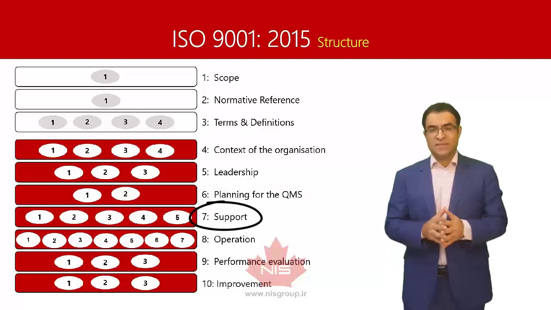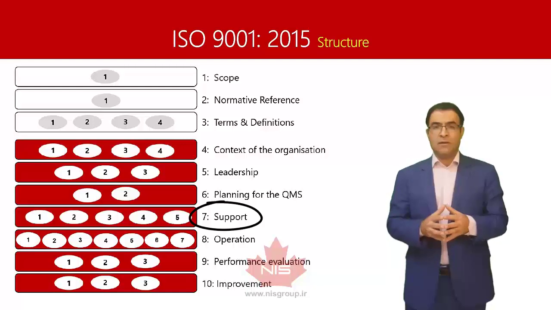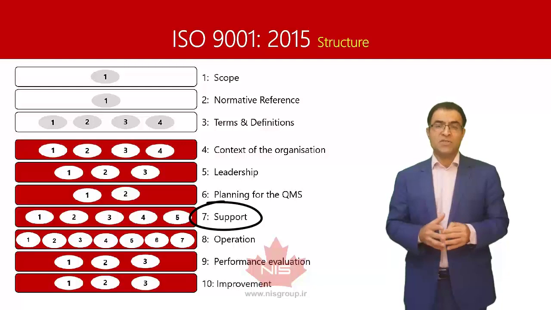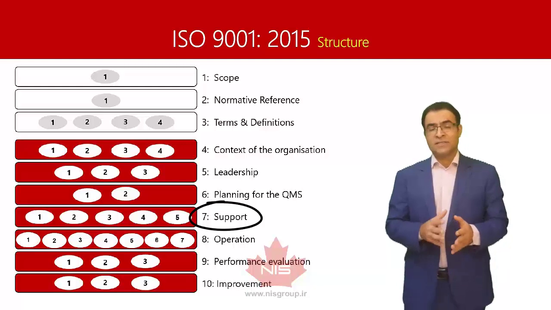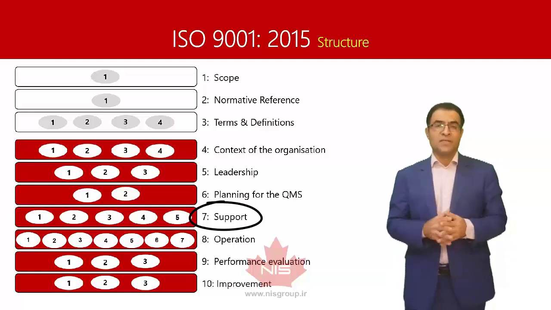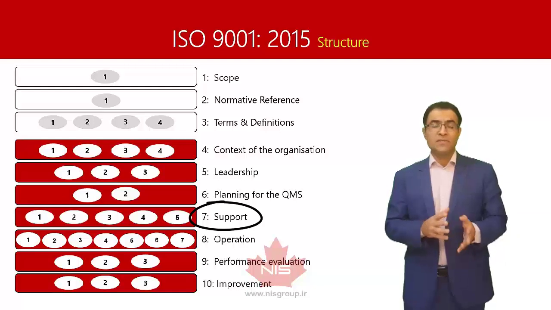Then we go to clause 7. In clause 7 we will be talking about support. Support includes a lot of requirements on supporting processes in a QMS. It talks about general resources that should be provided by the organization for a QMS. It talks about competence of personnel, the employees, awareness, internal and external communications, and document management is another thing that will be covered in this clause. In the first subclause in clause 7, there are some other issues that could be and should be covered.